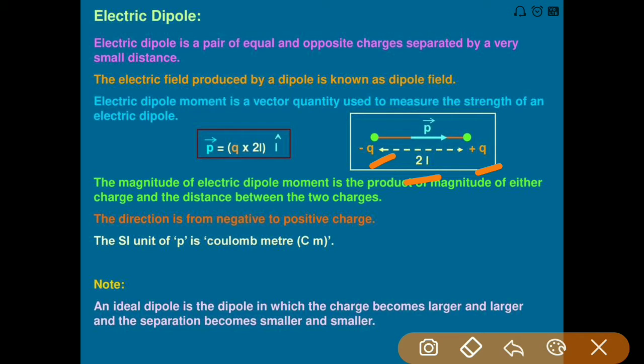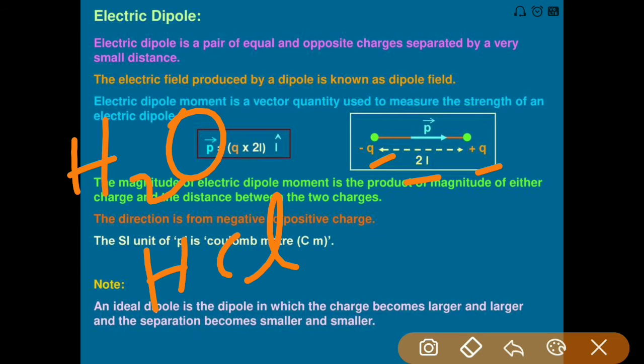For example, you know that H2O is also a polar solvent because oxygen is more electronegative than hydrogen. That is why delta minus and delta plus charges arise. Similarly, in HCl, the chlorine is more electronegative. That is why delta minus and delta plus charges arise on the Cl and H respectively. So these are the examples of the electric dipole.